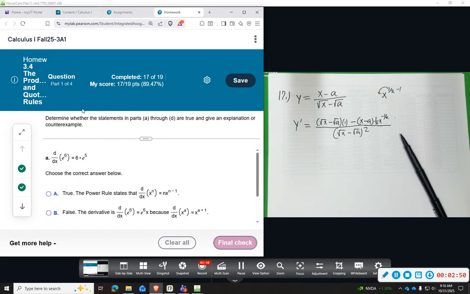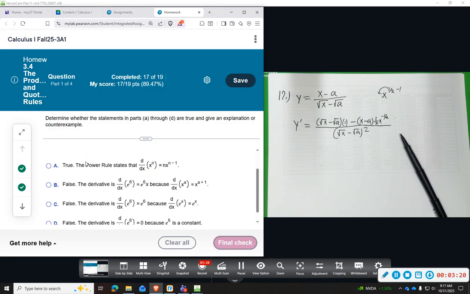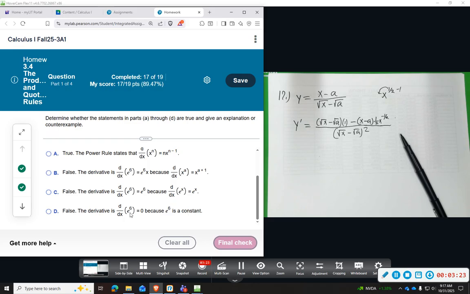Alright, so next, number 18, we got 4 parts. It says determine if the statements in part A through D are true and give an explanation. So part A, we are finding the derivative of e to the 6th power, and they're showing you what looks to be the product, not the product rule, the power rule. However, e is a constant. Okay, so when you take the derivative of a constant raised to some power, you still get a number, constant, and that will just be 0. So we will not use the power rule. We're going to say false, and that the derivative is going to be 0 because that's a constant.